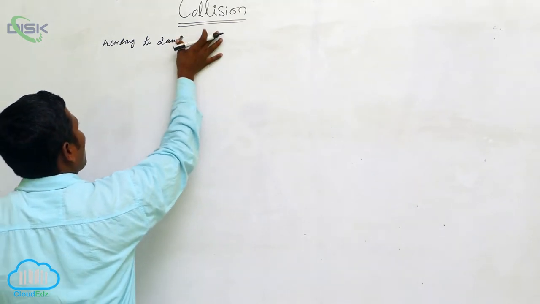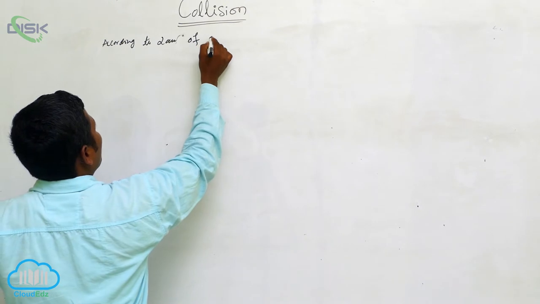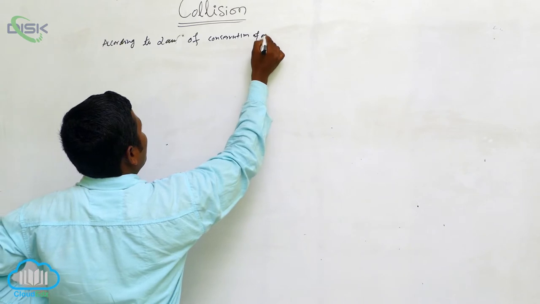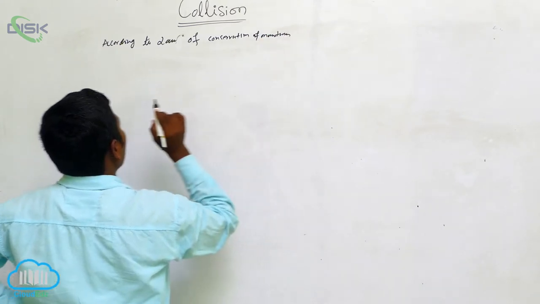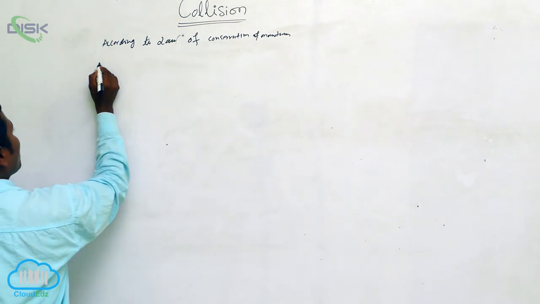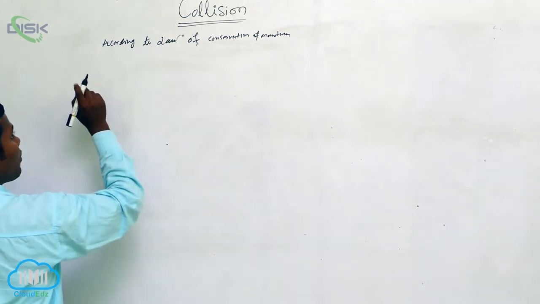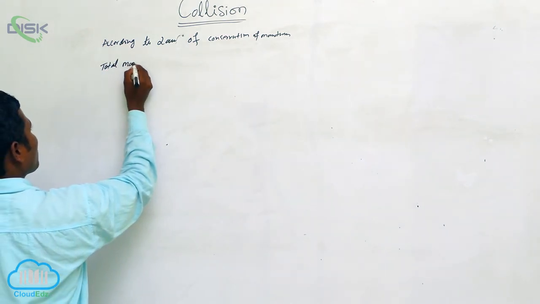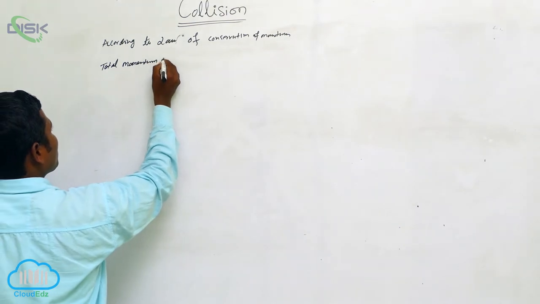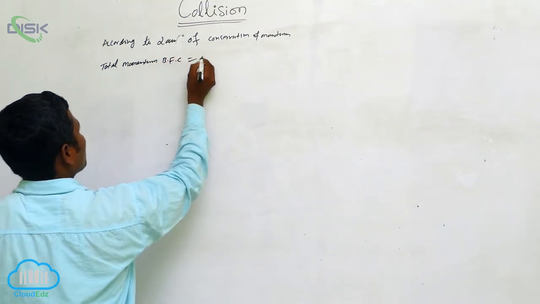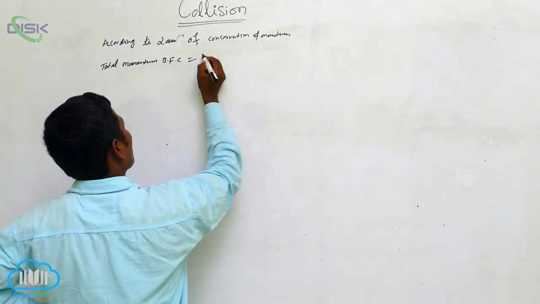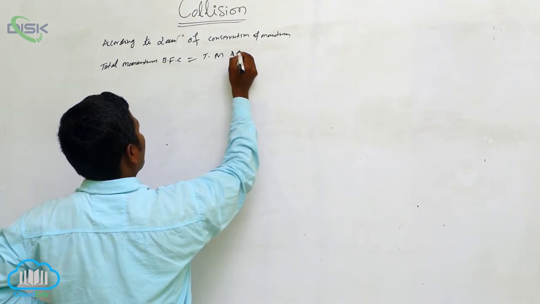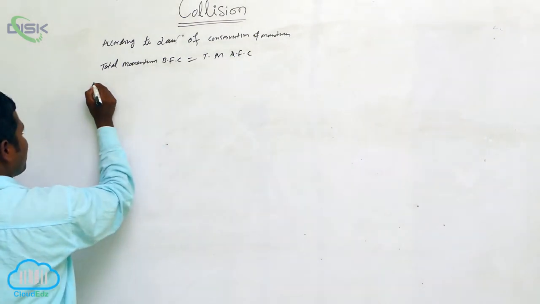According to the law of conservation of momentum, the total momentum before collision and the total momentum after collision. What can we write from the diagram?